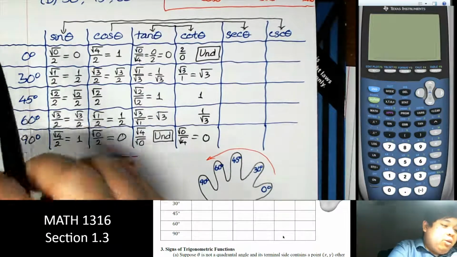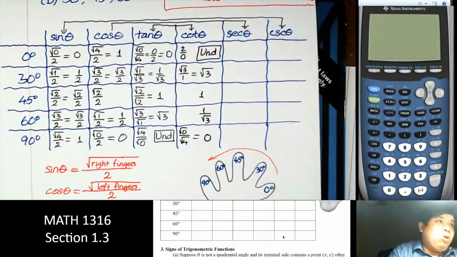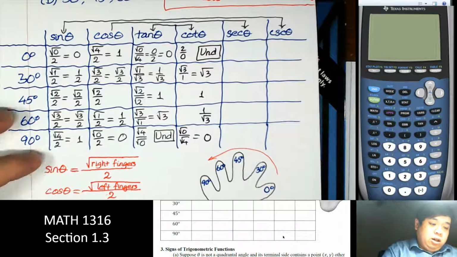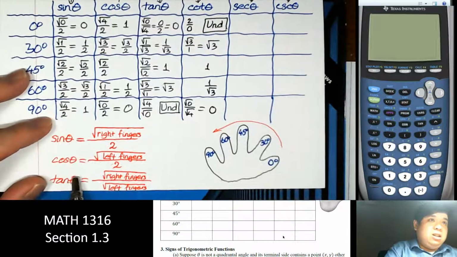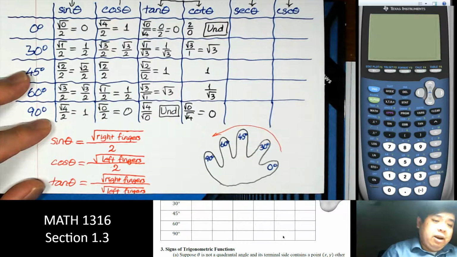Yes, it only works for 0, 30, 45, 60, and 90, because that's why we have 5 fingers for that. It only works for these 5 angles. Later on, we will see 120 degrees, 140, 135, and other values. There's another trick for that too. But for sine, cosine, and tangent, the right hand trick certainly works here, right?